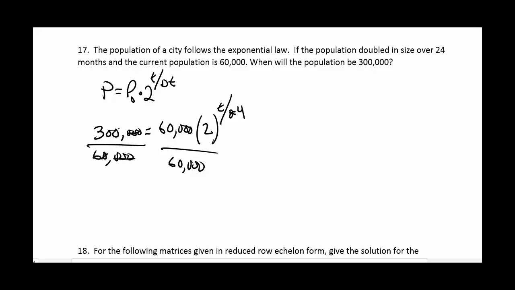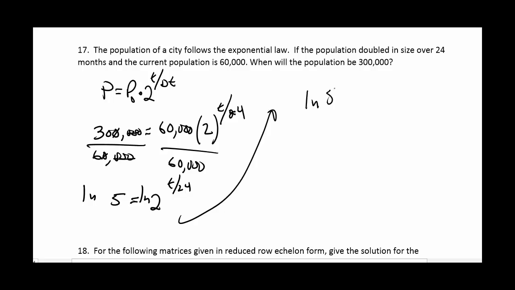Let's see, the zeros are gone, so it's really 30 over 6, which is 5 actually. So 5 equals 2 to the t over 24. Then I want to take the ln of both sides, and what that allows me to do is bring the exponent out front. So t over 24 times the ln of 2. Then I want to take 24 times the ln of 5, and I want to divide that by the ln of 2, and that equals our time.